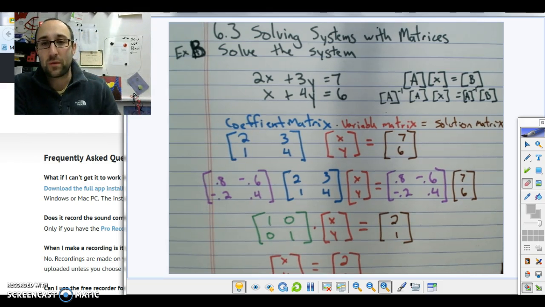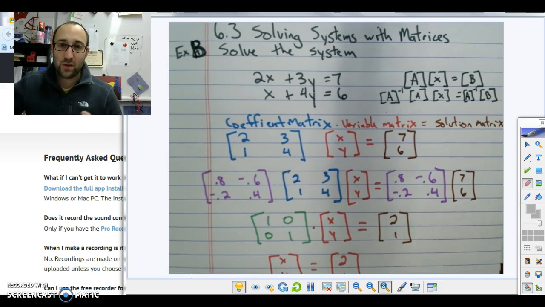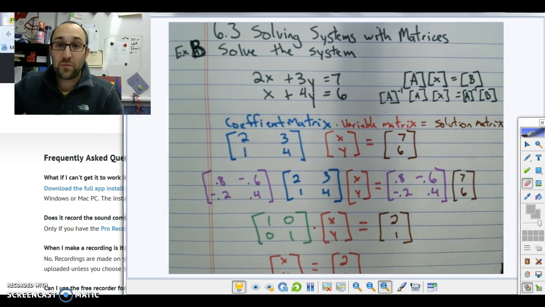It saves you quite a bit of time if you understand and know how to use matrices. There is no assignment because this will help you with the assignment from the book. Good luck.